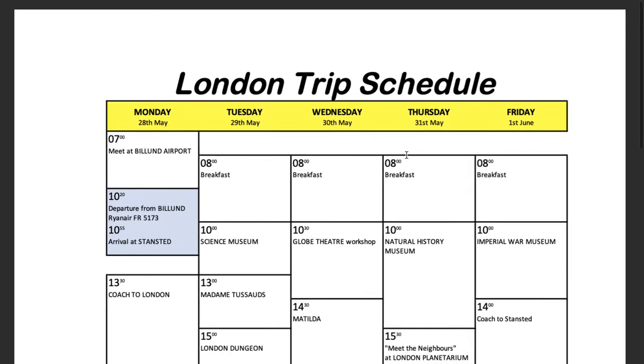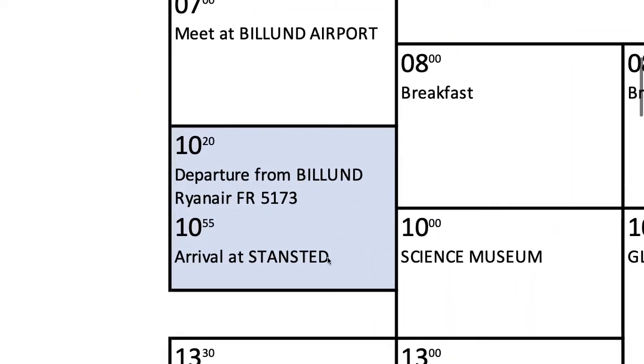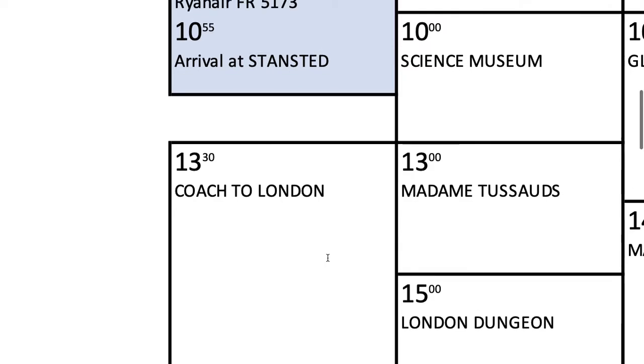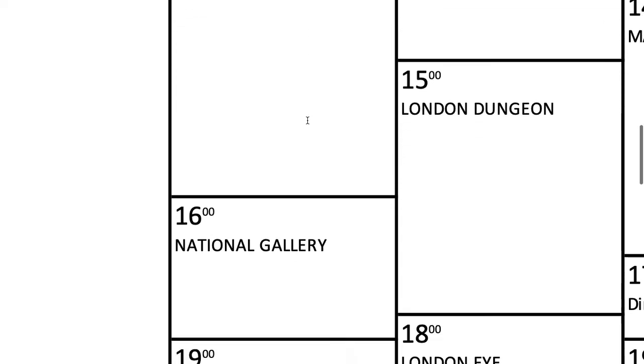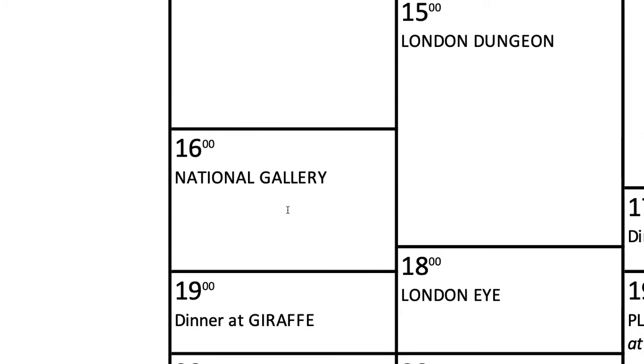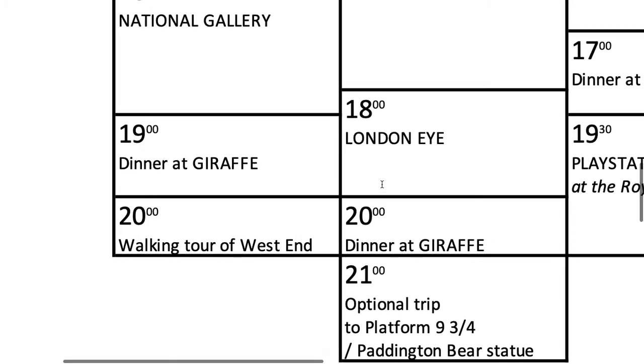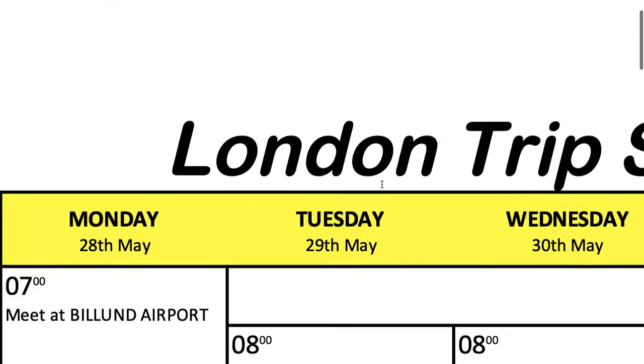And what did we do? So we met at Billund Airport. We got a Ryanair, then a coach from Stansted Airport to London. Then we planned to go to the National Gallery, but in the event that didn't happen, we were a bit delayed, so we just settled into the hostel. We planned to have dinner at a restaurant called Giraffe, which I'd booked. Then we did a little tour around the West End. And we got lots of nice photos of that, which I'm not going to put on this video.